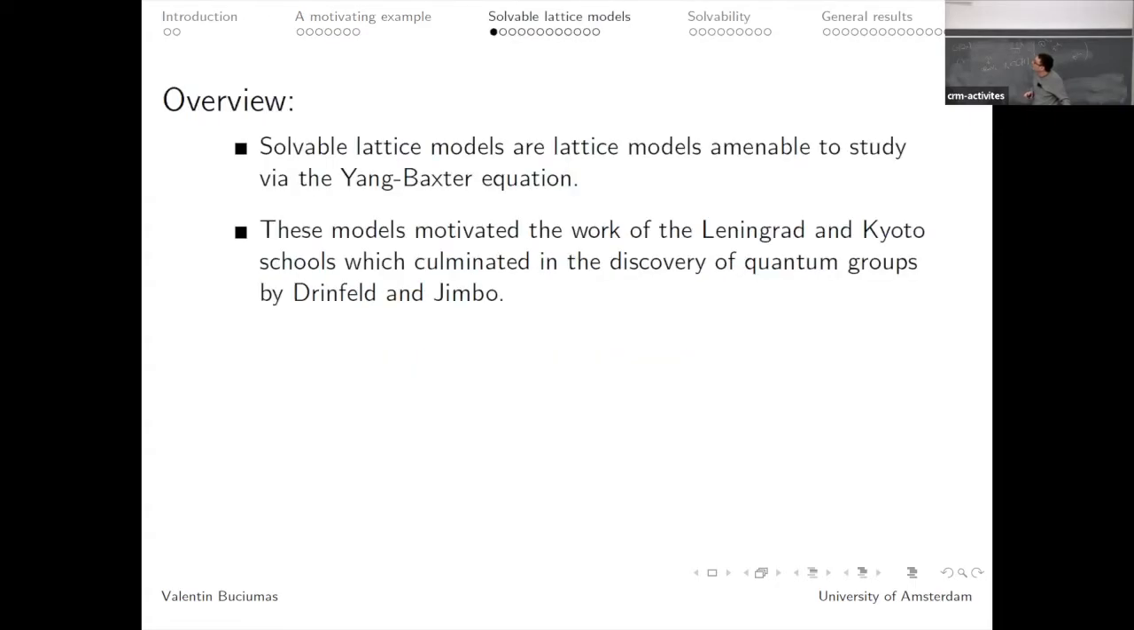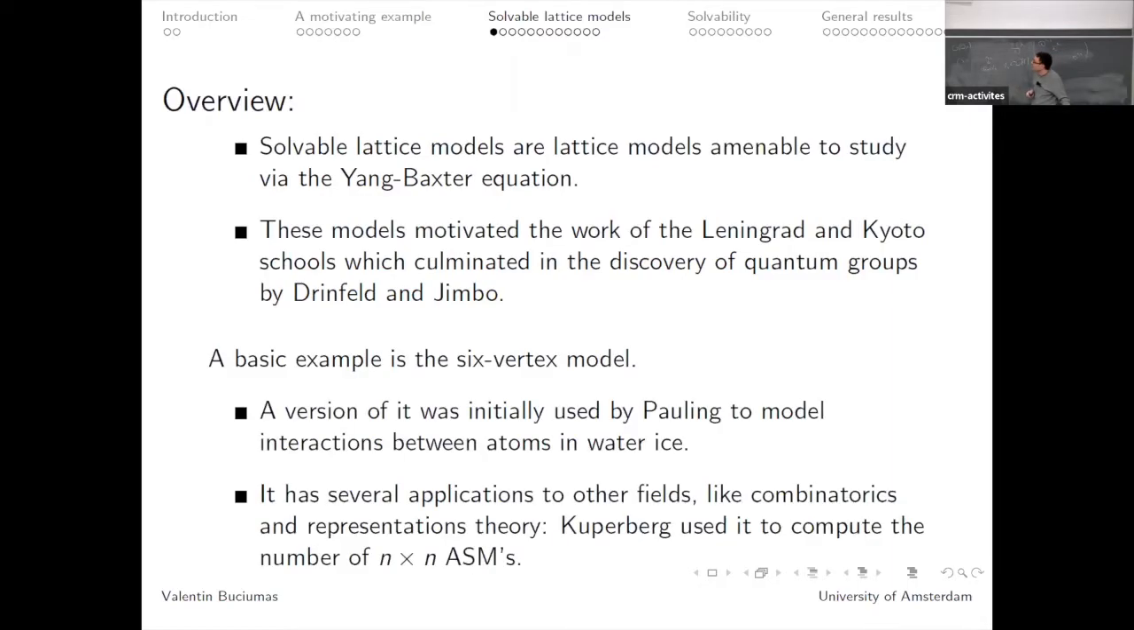Okay, so solvable lattice models. Again, by this I mean things that you can use the Yang-Baxter equation on. This motivated the work of the Leningrad and Kyoto schools, where people like Faddeev, Reshetikhin, and Jimbo and Miwa were working on these things. And eventually this led to the discovery of quantum groups. I think this was one of the main motivations for the discovery of quantum groups by Drinfeld and Jimbo. The most basic example of such a model is the six-vertex model, which was used by Pauling to model interaction between atoms in ice. And it has several applications to other fields.